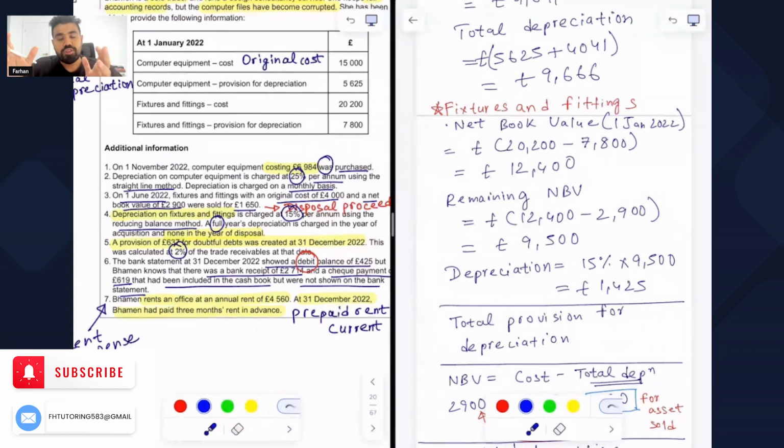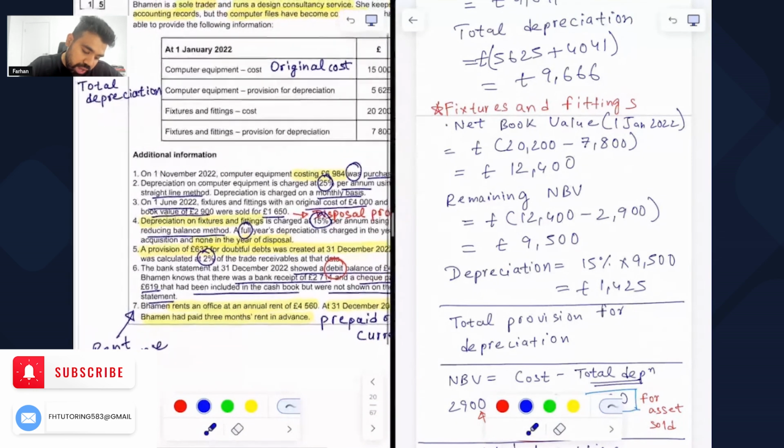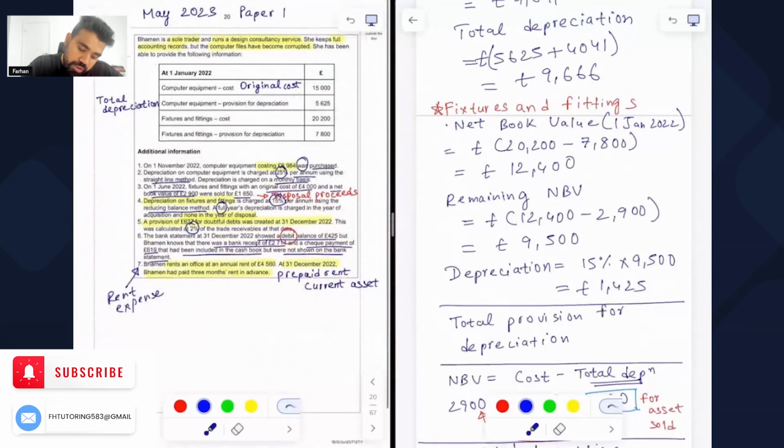But when it comes to using the reducing balance method, we always would want to calculate the net book value for the asset first. And this is where the key difference is between straight line and reducing balance method. Reducing balance method will apply the percentage on the net book value, while the straight line method will apply the percentage on the original cost. Okay, so that is why to begin this calculation with, for fixtures and fittings, we first calculated the net book value at 1 Jan 2022.